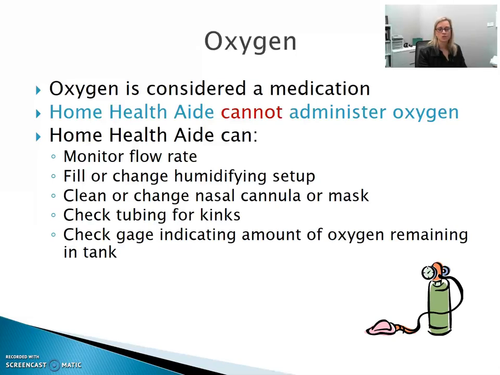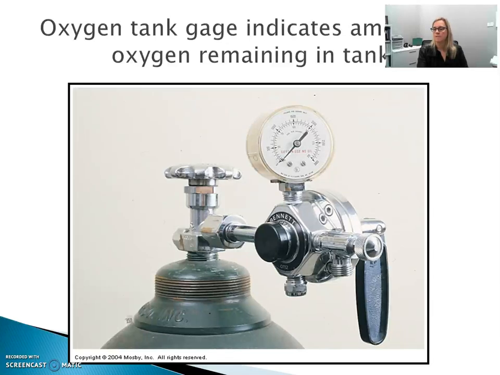Oxygen is a medication. You cannot administer oxygen, so you cannot decide, oh, they need 2 liters of oxygen right now. But you can monitor. They're supposed to be on 2 liters, and it's set on 2 liters. Take care of the machine. Fill it. Put in the distilled water into the bubbler. Clean the nasal cannula and the mask. If you notice water or condensation in the nasal cannula, throw it away, get a new one. I'm not real sure why there gets condensation in there, but it's just better to move on to another clean piece.